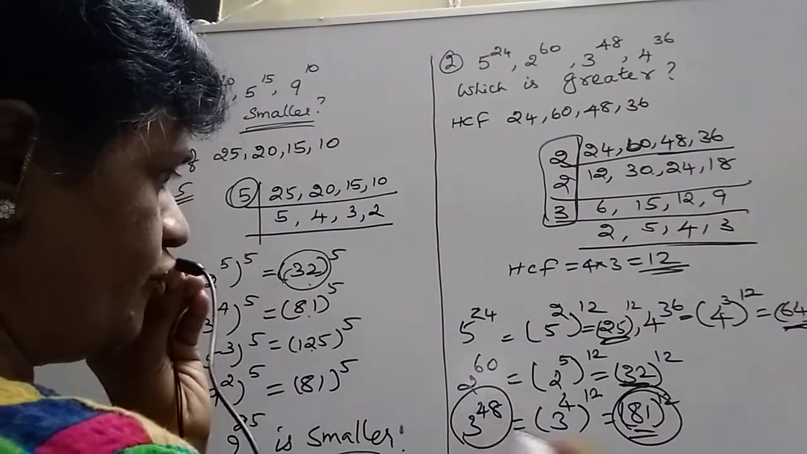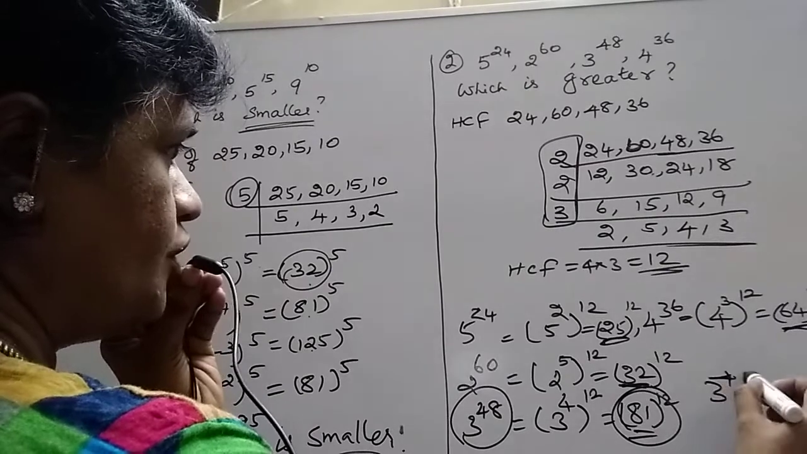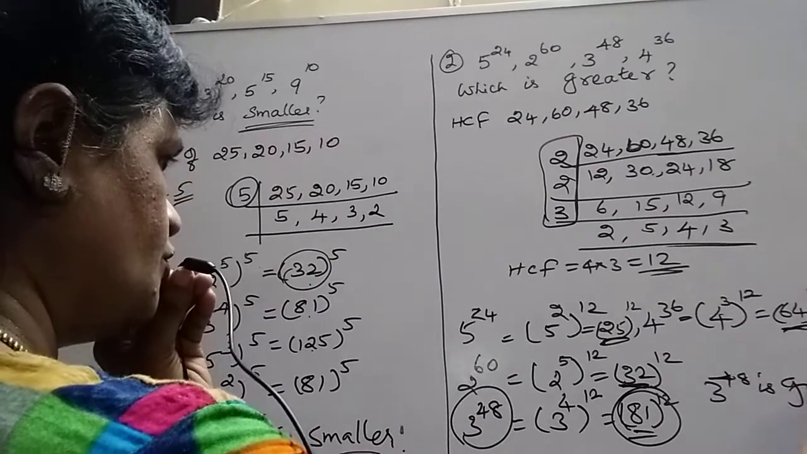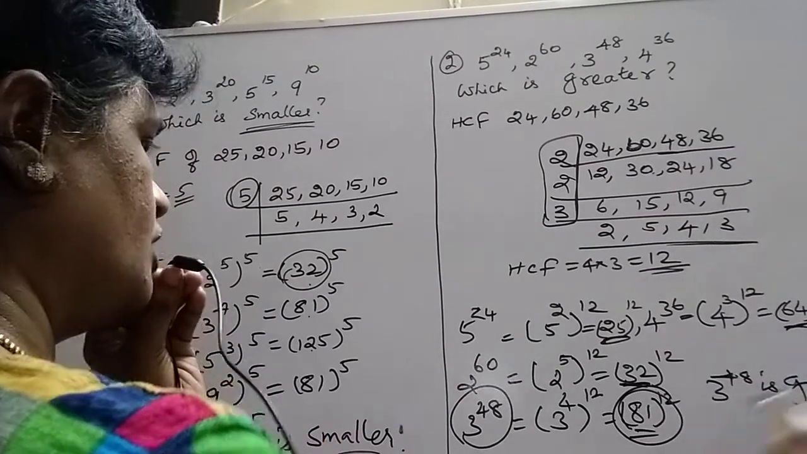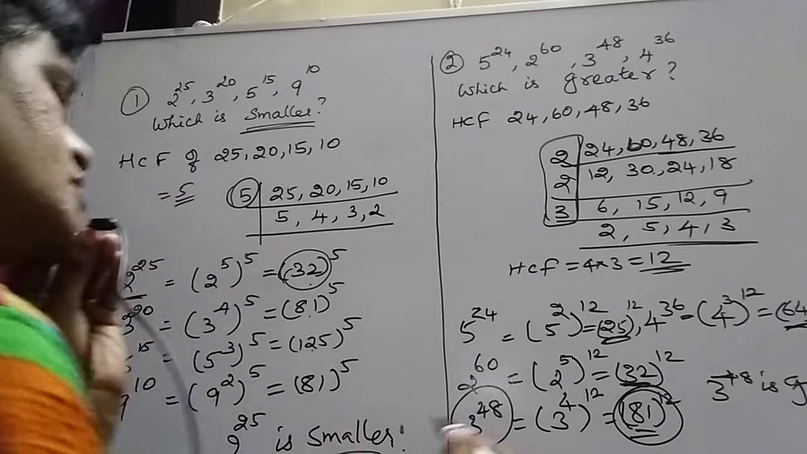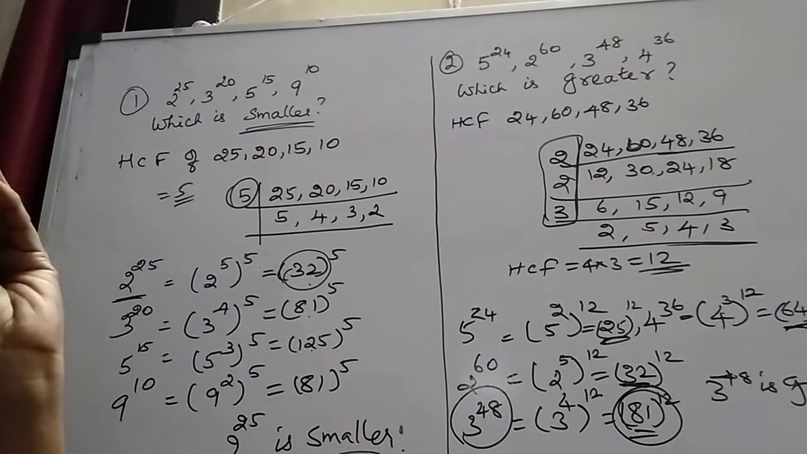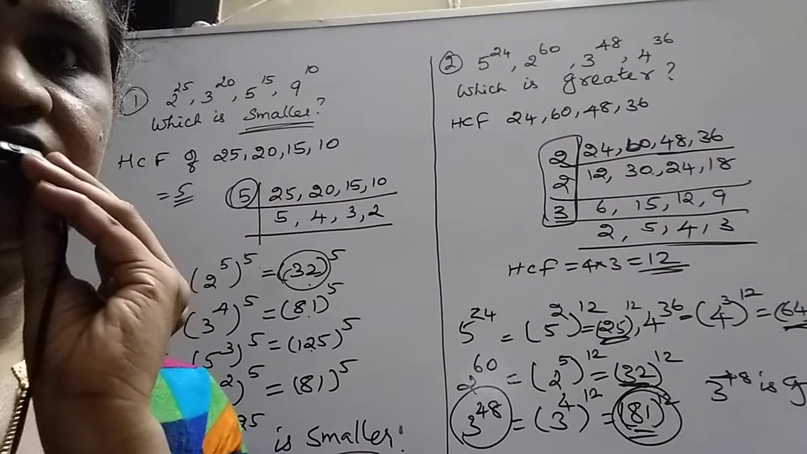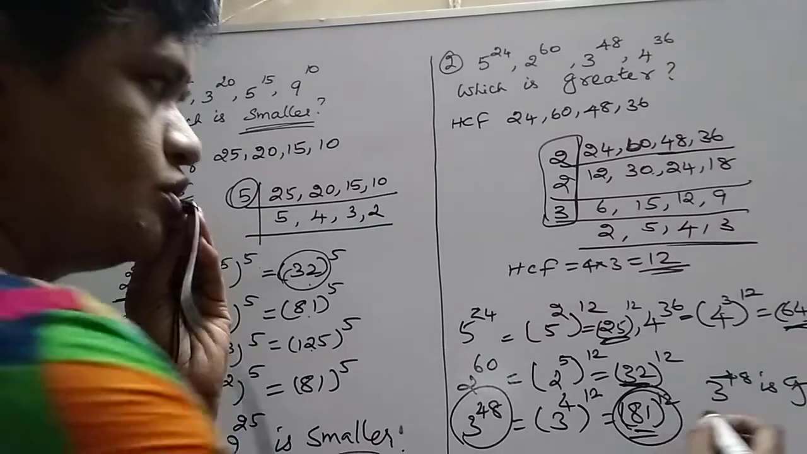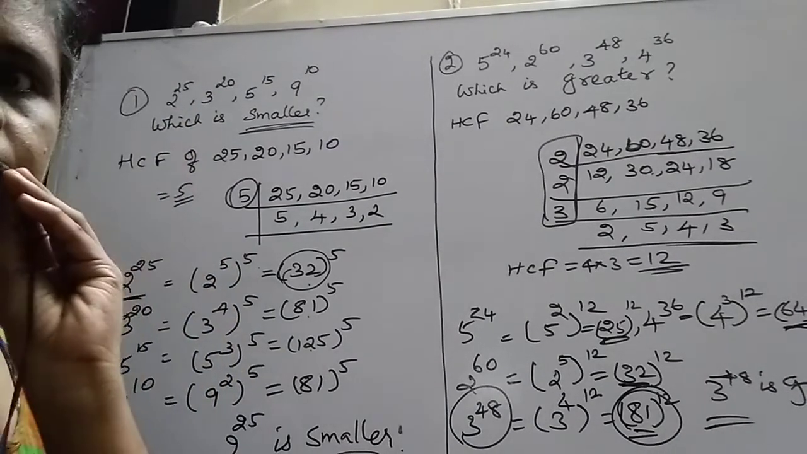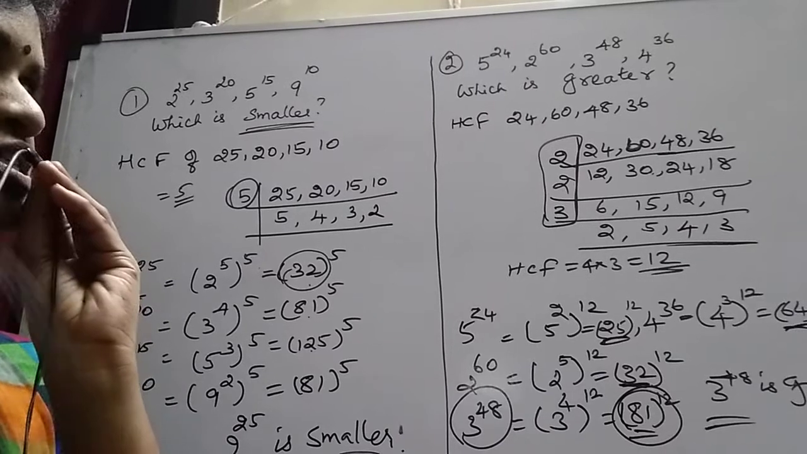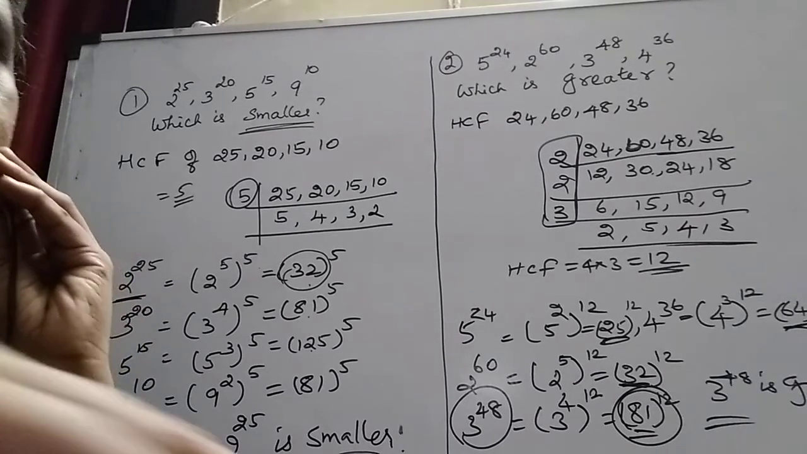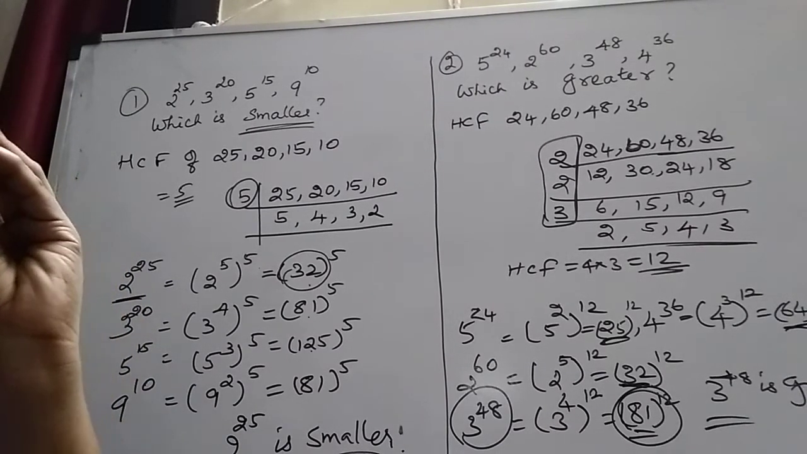That means 3 power 48 is greater. You write the original number, the one before finding the HCF and multiplying. The original power number: 3 power 48 is greater. Okay, that is the answer. In this HCF method also, you can find which is greater. You can do it for both greater and smaller.